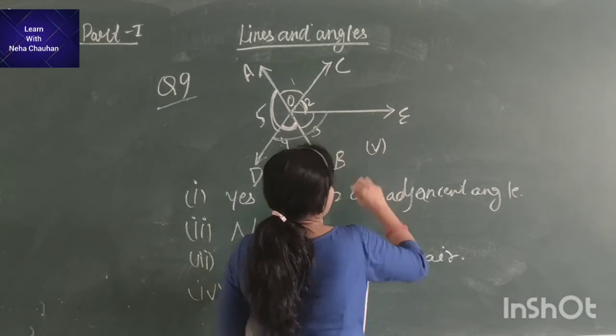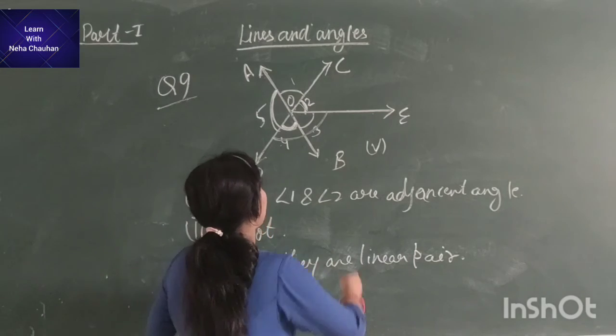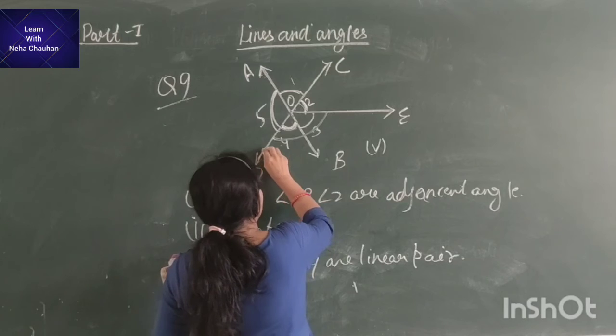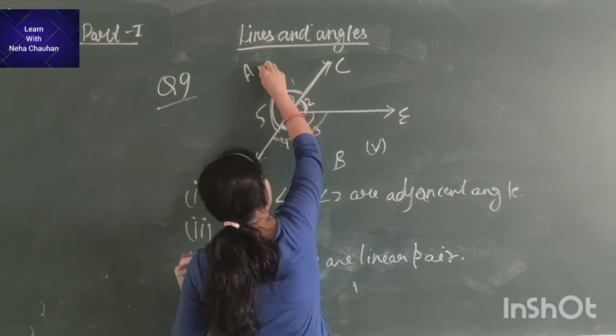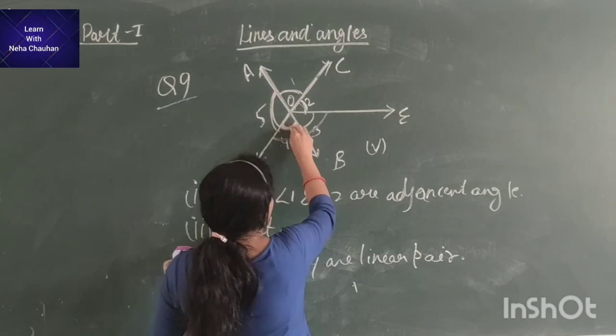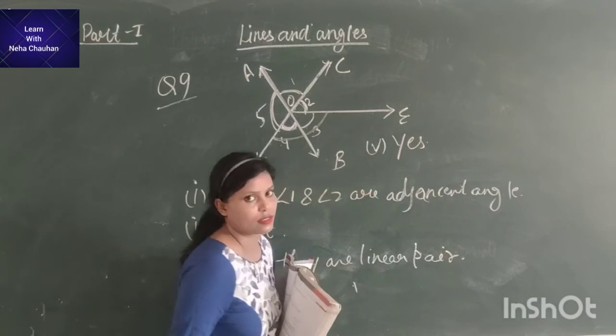Fifth part is, angle 1 is vertically opposite to angle 4. Yes, we can say that these are vertically opposite angles. That means one line is intersected by the other line and these angles are vertically opposite. Yes, they are vertically opposite, right?